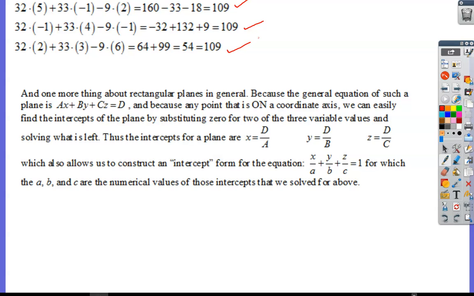The other thing is, if I did want to take the equation of a plane and get the intercept, sometimes that's helpful.